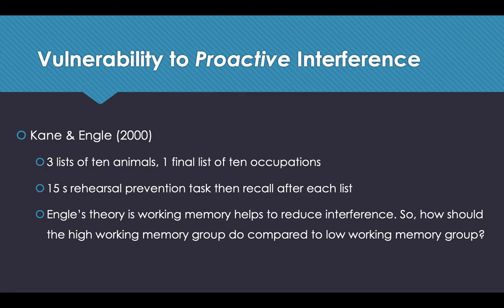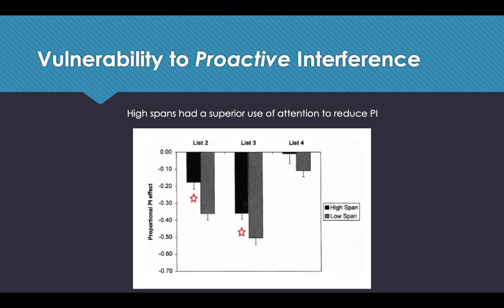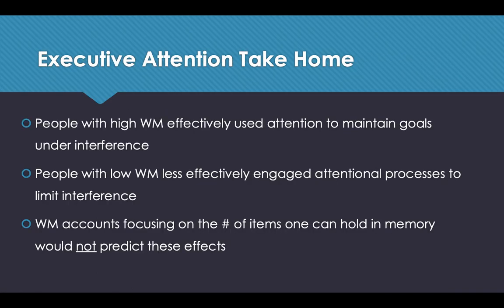So thinking back to our research question, how would we expect the high working memory group to do compared to the low working memory group? Well, let's take a look. So here you can see the data for the last 3 sets of lists. Those with high working memory spans, the black bars, experience less proactive interference. The low span working memory group, or the ones with the gray bars, experienced more proactive interference. So high spans had a superior use of their attention to reduce proactive interference.